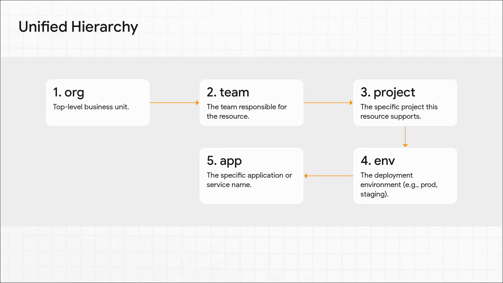And here it is. This is the blueprint. It's a simple 5-level hierarchy. We start at the top, nice and broad, with org. That's your top-level business unit. Then we drill down to the team responsible, like marketing or engineering. From there, we get more specific with the project this resource is for. After that, we define the env, or environment. Is it for production, staging, or maybe development? And finally, we get down to the most specific level, the app or the service itself. See? Every single resource now has a crystal clear address.